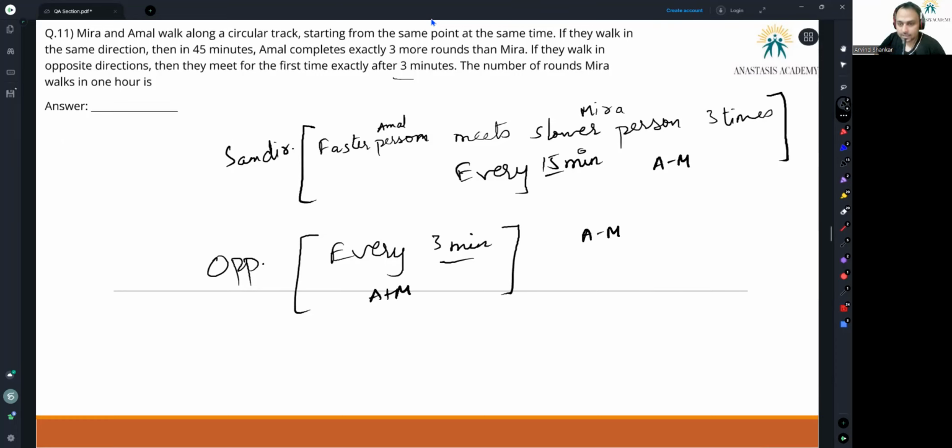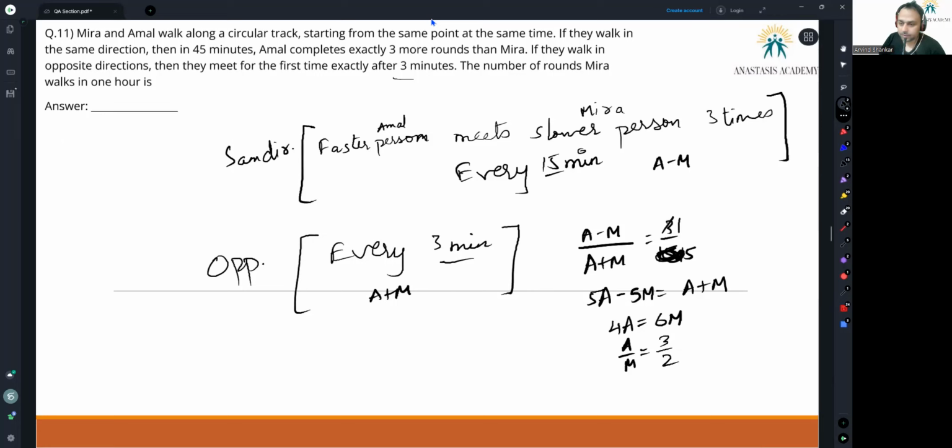So what we now have is (A minus M) upon (A plus M) is equal to 3 by 15, or 1 by 5. Because the distance is identical, the ratio of time taken is the inverse ratio of speeds. So we get 5A minus 5M is equal to A plus M, or 4A is equal to 6M, or A by M is equal to 3 by 2. The ratio of speed of Amal and Meera is 3 by 2.